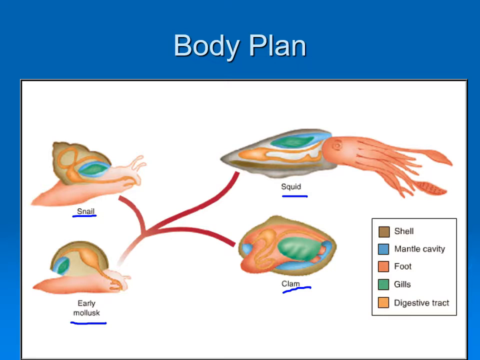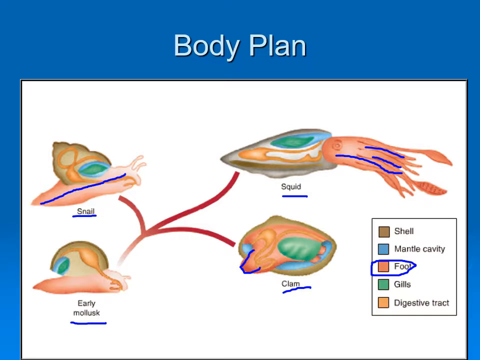Things I want to point out, starting with the foot. The foot is that muscular part. For the snail, it's this part here, and that's what allows the snail to move. For the clam, it can be used for burrowing into the sand to find things and to hide. And then it's the tentacles for the squid, allowing it to capture food.